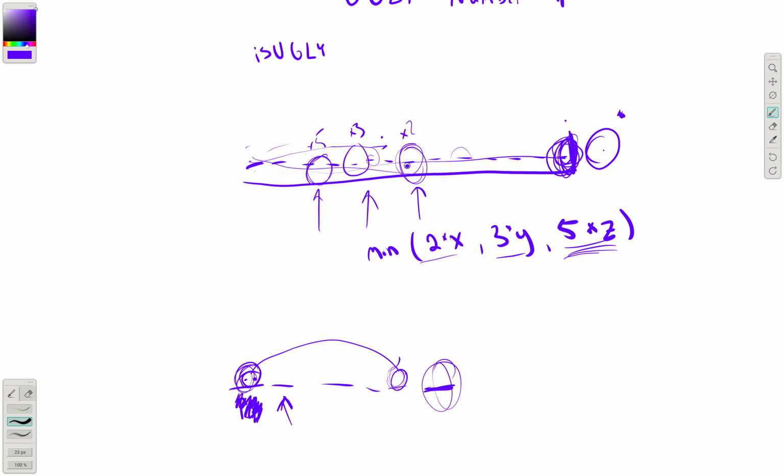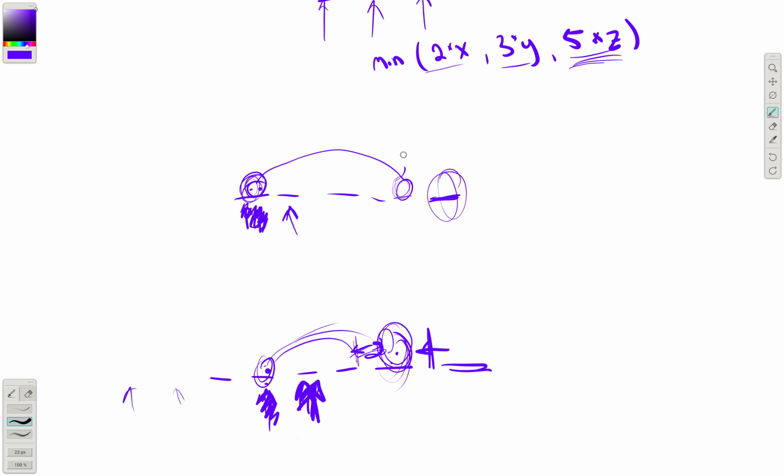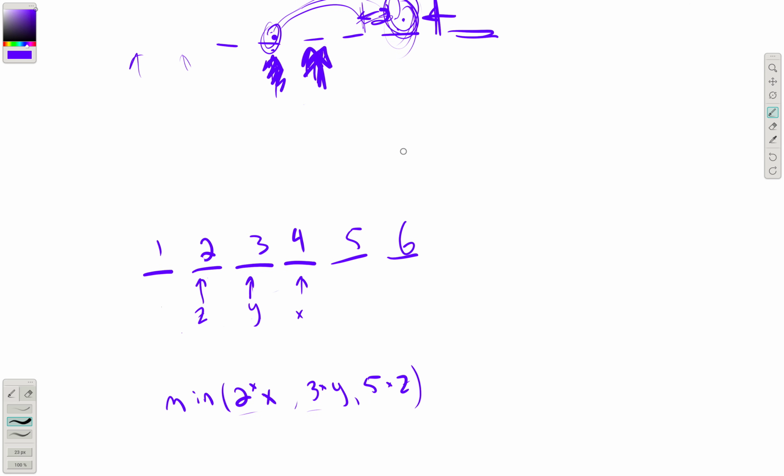3 times y, y is the smallest number such that 3 times y is greater than the number, and z is a number such that 5 times z is the smallest number such that 5 times z is greater than the last number. We are trying to get the next number, the smallest ugly number that is greater than this one, right? That's just the definition of the next number. And these are our candidates. How we get our candidates is using this method.